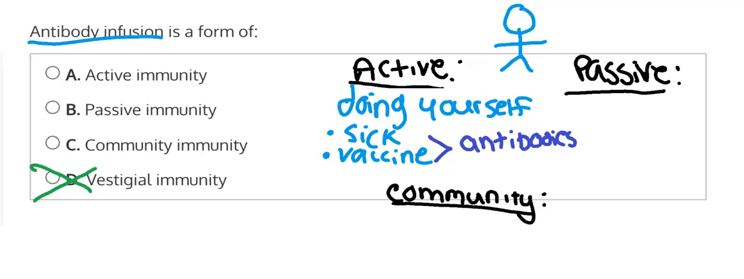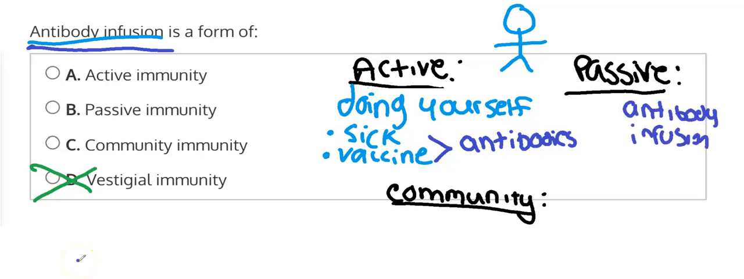So for example, in this question here, we see antibody infusion. If a person is being infused with the antibodies, they did not work to build these antibodies themselves. So going back to our person over here, we said we're thinking of a person here and we're saying that they're very active in this step. So if they're very passive here, they kind of just take it.